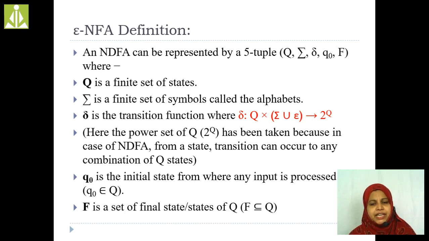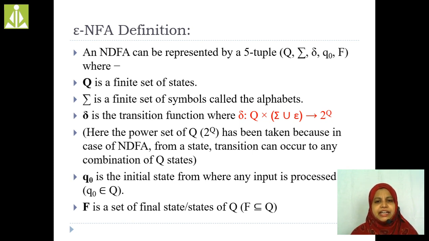Whereas NFA also has 5 tuples: Q, sigma, delta, Q naught and F. Same, Q is the set of states, sigma is the set of inputs, delta is the mapping function, here Q cross sigma into 2 power Q. 2 power Q is the power set of Q. Q naught belongs to Q is the initial state. F subset or equals to Q is the set of final states. This is the definition of NFA.